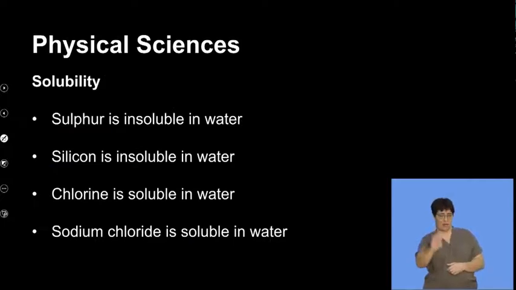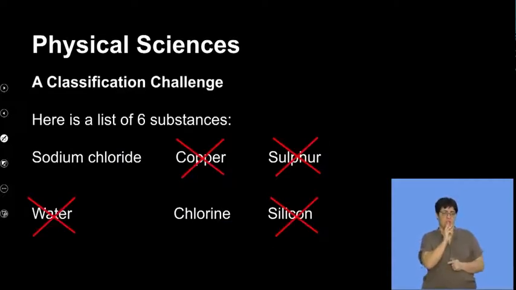All right, so solubility, we are saying that sulfur is insoluble in water. So sulfur actually does not dissolve in water, okay? And silicon is also insoluble in water. Chlorine dissolves completely in water, hence we're saying chlorine is soluble, while sodium chloride is completely soluble in water. Okay, where does this lead us? It says to us that definitely sulfur and silicon are not exactly what we are looking for in terms of the identity of substance X.